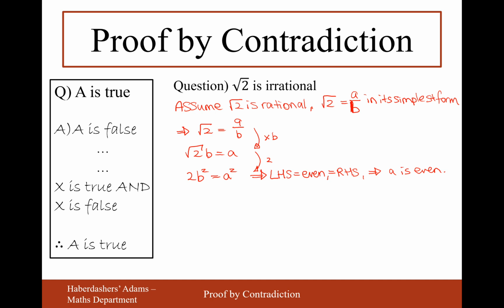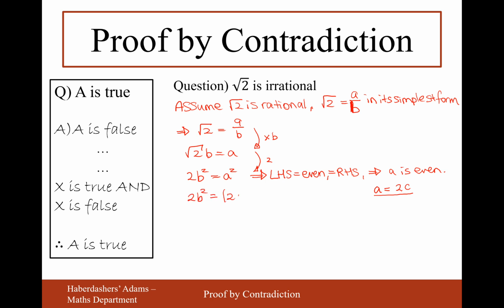Think about it, 6 squared is 36, that gives you an even number. But if you take an odd number, like 9 squared is 81, which is an odd number. So there's a perfect mapping between odds to odds and evens to evens when you square. So if a is an even number, then I can write a as 2c, because any even number can be represented as 2 times something else.